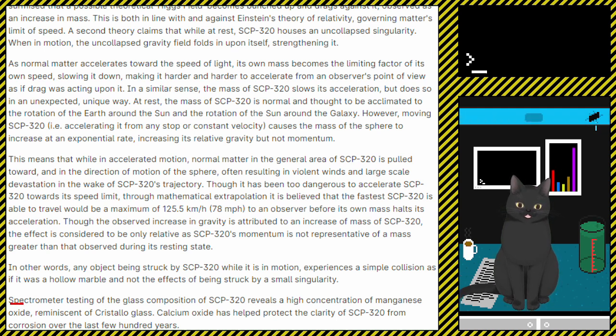Spectrometer testing of the glass composition of SCP-320 reveals a high concentration of manganese oxide, reminiscent of crystallo glass. Calcium oxide has helped protect the clarity of SCP-320 from corrosion over the last few hundred years.